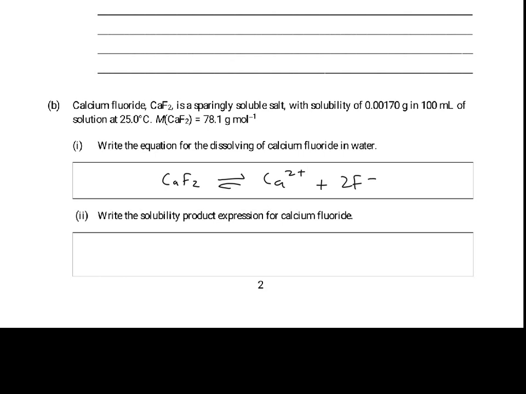And part 2, write the solubility product expression for calcium fluoride. Solubility product is Ks, and in this particular case it's the concentration of calcium 2 plus ions multiplied by the concentration of fluoride ions squared. And the reason why it's squared is because we have 2 fluoride ions up here.